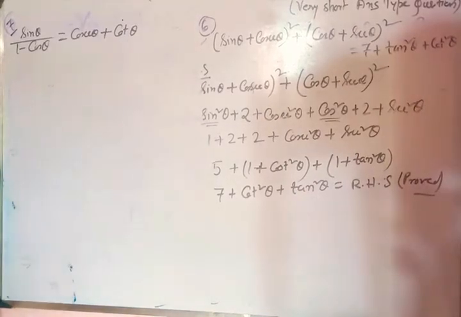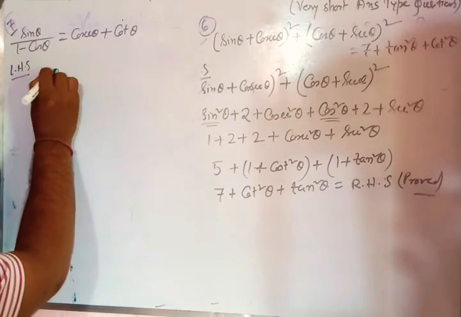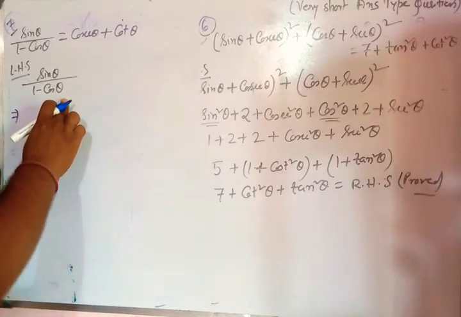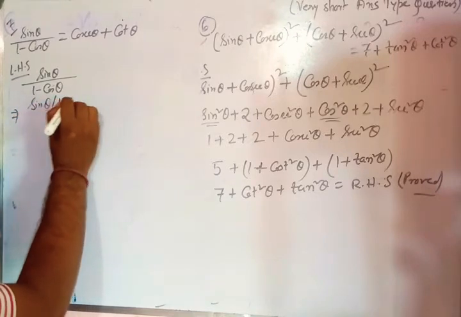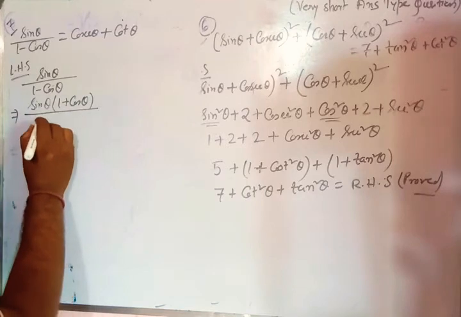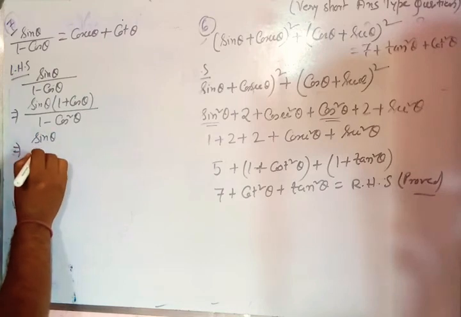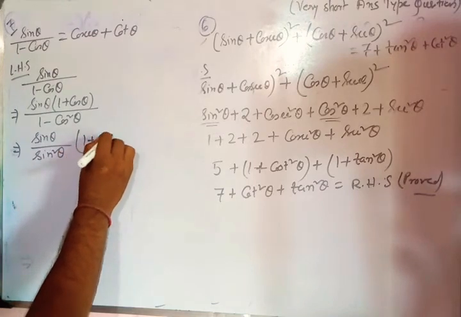Next we have taken one more question: sin theta by 1 minus cos theta equals cosec theta plus cot theta, we have to prove. Taking LHS, this is sin theta by 1 minus cos theta. Now we have to write, multiplying numerator and denominator by 1 plus cos theta. We are getting sin theta (1 plus cos theta) by 1 minus cos square theta, and this equals sin theta by sin square theta, and this is 1 plus cos theta.